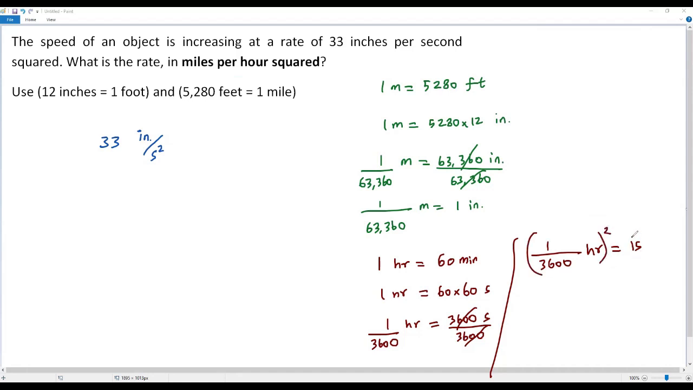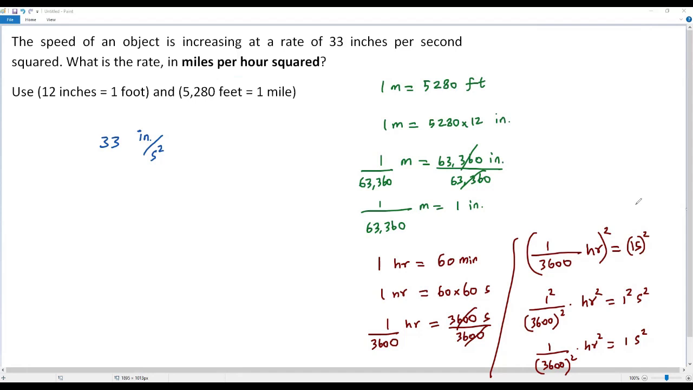Let me do it here, square. Now we can take this exponent for this and this, and I'm getting 1 squared over 3,600 the whole squared times r squared. On the right side, 1 squared, second squared. The value of 1 squared is 1 divided by 3,600 squared times r squared equals, the value of 1 squared is just 1. That is 1 second squared. I got that 1 second squared equals 1 over 3,600 squared times r squared.